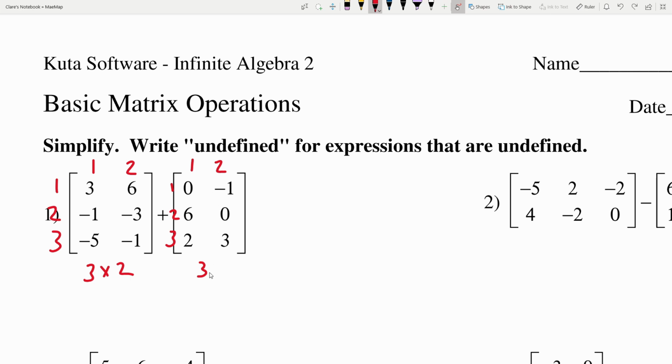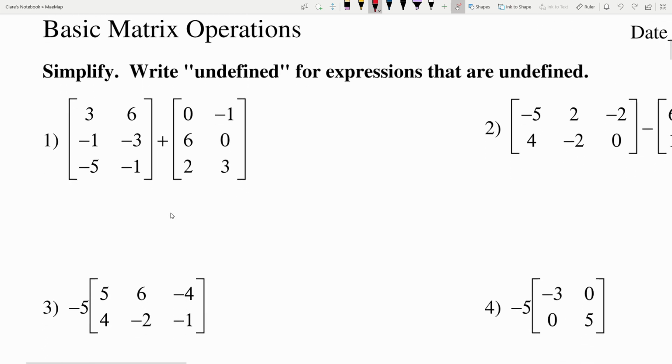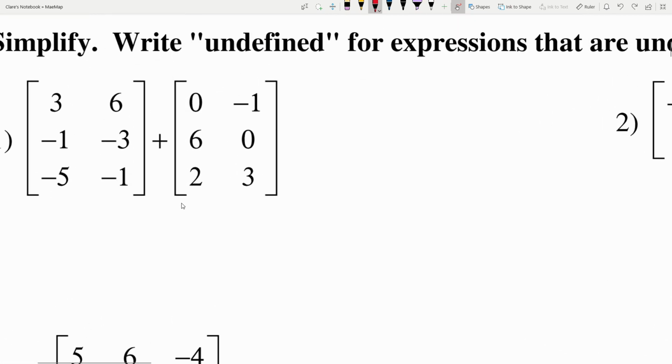If they weren't, let's say that this second matrix had another 2 and 0 in here, expanding the matrix, that would be, as opposed to 3 rows by 2 columns, 4 rows by 2 columns. And there's no way to add a 3 by 2 to a 4 by 2 matrix. Therefore, our answer in that case would be undefined. Same rules apply with subtraction. Each matrix has to be the same size, so there must be the same number of rows and the same number of columns for each matrix. With that being said, we know that we can do number 1 because they're both 3 by 2s. So let's go ahead and complete this.